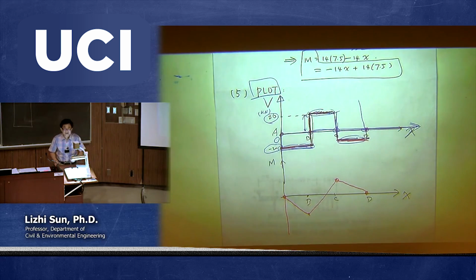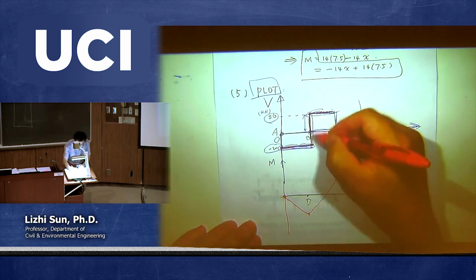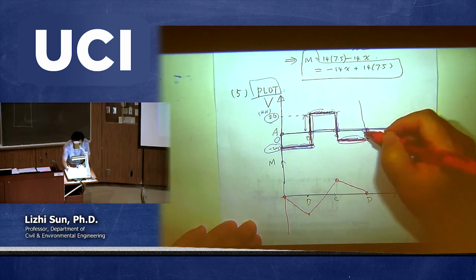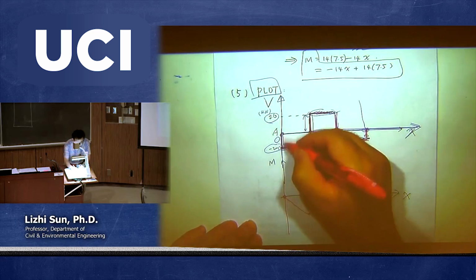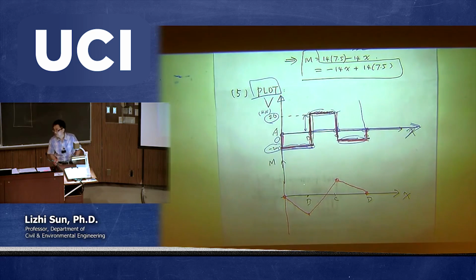But then there's one more thing to do. You need to connect them together, okay? So that's why I have to plot the vertical line to make them connected. So this is the final answer for the shear force after following the previous 3 steps. Any questions about shear force diagram?